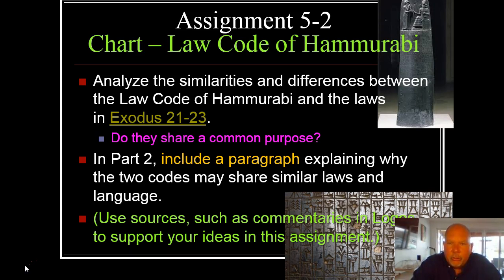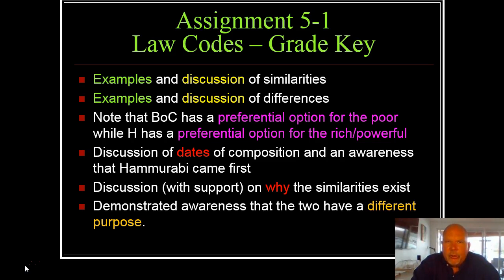In part 2, you were to include a paragraph or longer explaining how the 2 codes may share similarities in language. And so for this, I was really looking for examples and discussion of similarities and examples and discussion of differences. I wanted to see that you noted that the Book of the Covenant has a preferential option for the poor, which, by the way, is a theme throughout the whole Bible, while Hammurabi has a preferential option for the rich and the powerful.